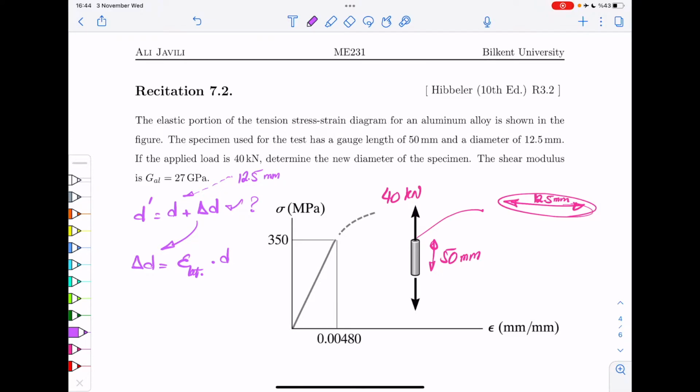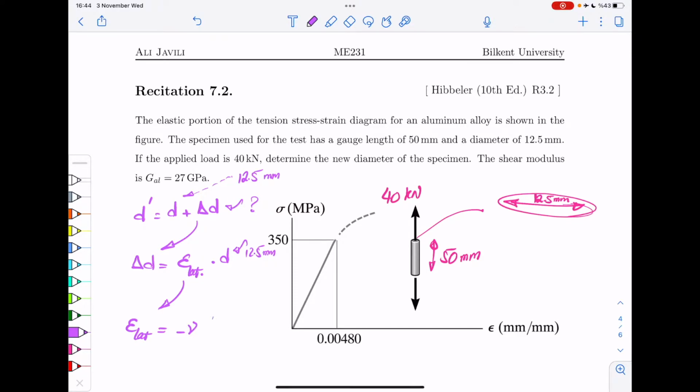Does that make sense? Remember, basically, strain is delta D divided by D, or lateral strain is that anyway, right? But then we don't know what the lateral strain itself is, so this is again 12.5, so we know that. So we need something for the lateral strain. Now, lateral strain is related to longitudinal strain via Poisson ratio.